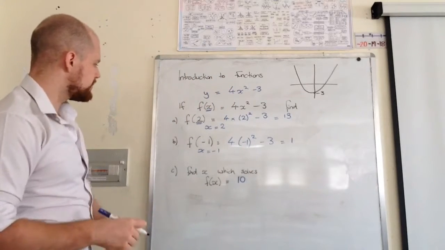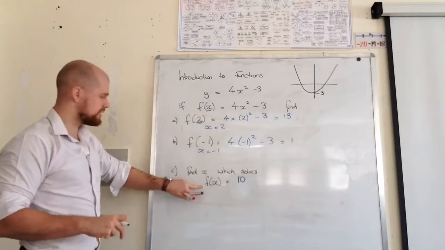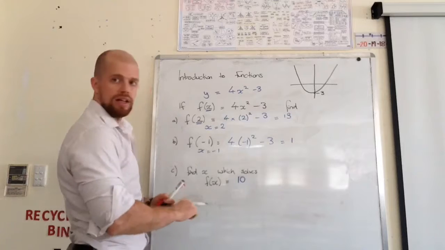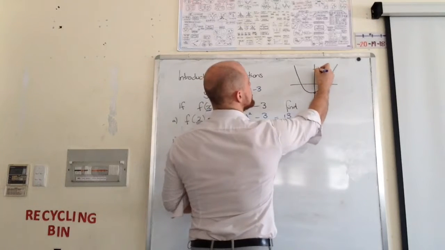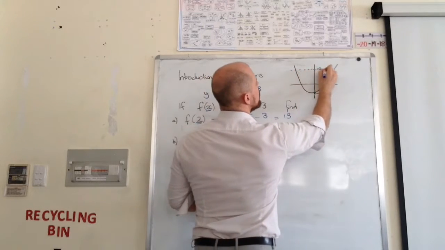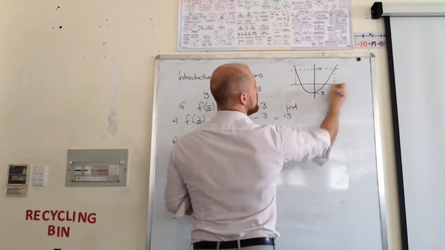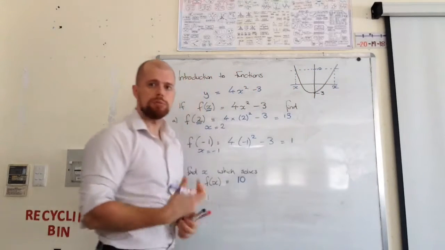Last but by no means least, we have to solve f of x equals 10. Now if you had a graph, you could do it graphically. You could go to wherever 10 is, go across and go down. That would give you the two specific points.